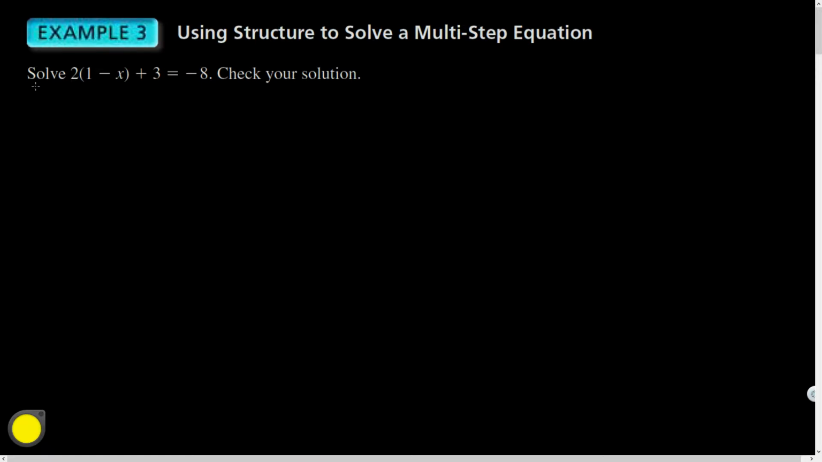It says solve the following. Now, you might notice I've got this thing here where the 2 is on the outside of parentheses. What mathematical operation is going on here? Like, what's going on between the 2 and this parentheses?